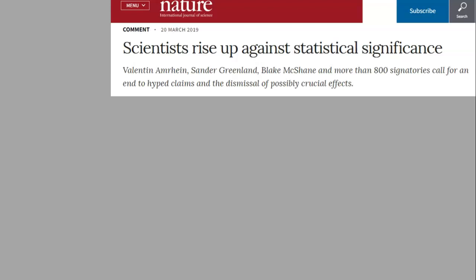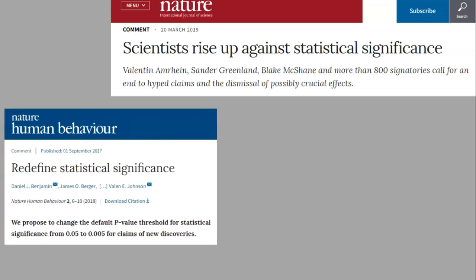Scientists rise up against statistical significance. Over 800 scientists call for an end to hyped claims. These would be of the "p is so low that this must be important" variety, and dismissal of possibly crucial effects. This would be mistaking statistical insignificance for evidence of the null hypothesis. This is in Nature, by the way, widely reputed to be one of the premier scientific journals. Also in Nature, a proposal to redefine statistical significance by changing the threshold for significance from 0.05 to 0.005.